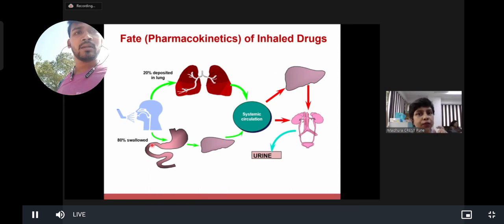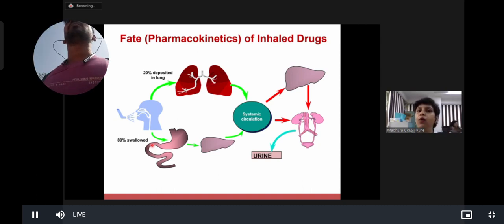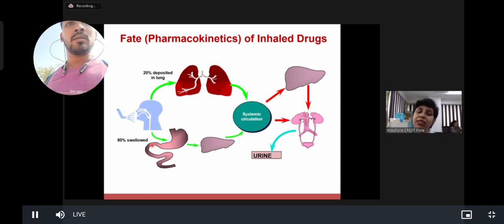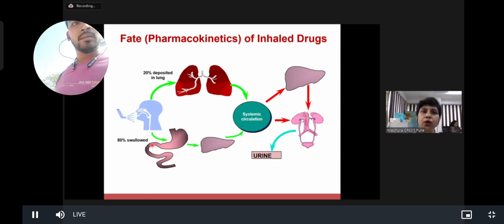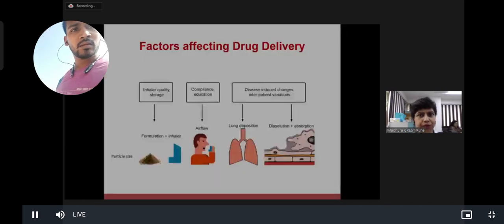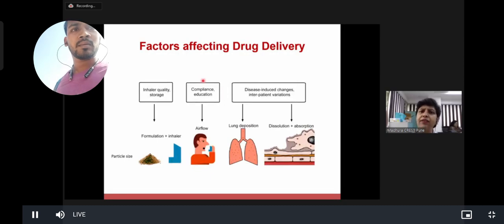The dosages that have been recommended by the international guidelines when it comes to low, medium, and high dosages of inhaled corticosteroids, we must conform to them. There is a reason why this dosage category has been given. So it's important to note the pharmacokinetics of inhaled medication. There are various factors that affect the drug delivery.